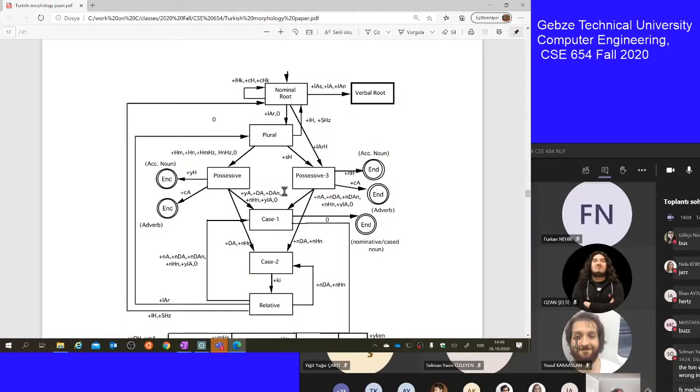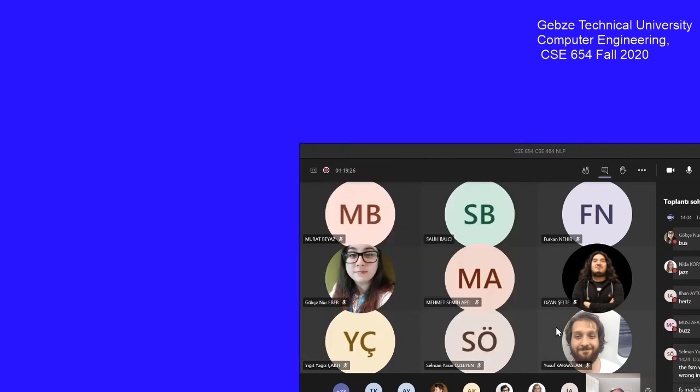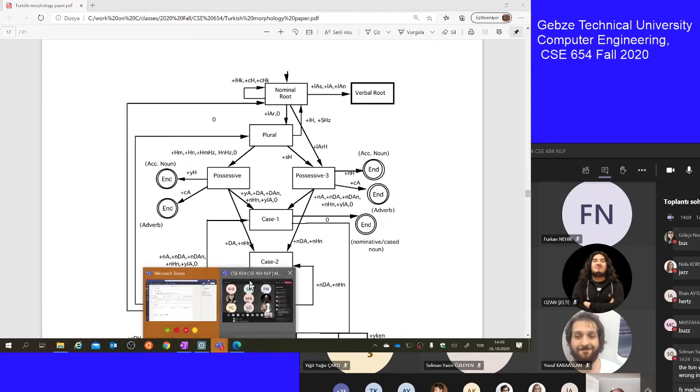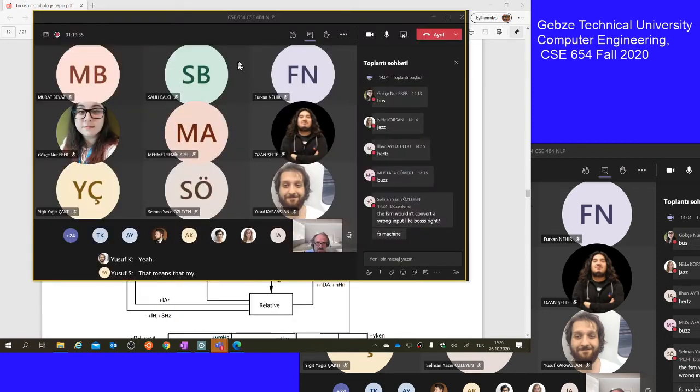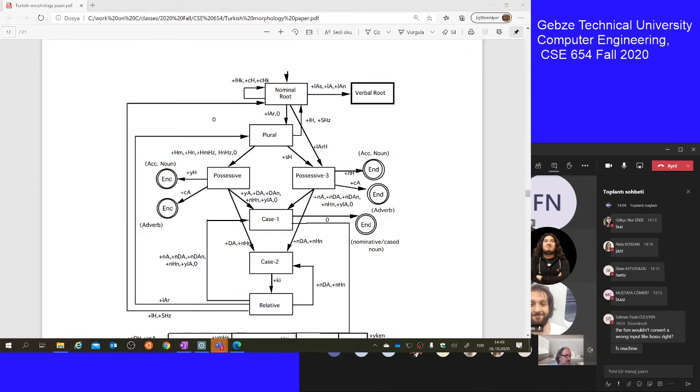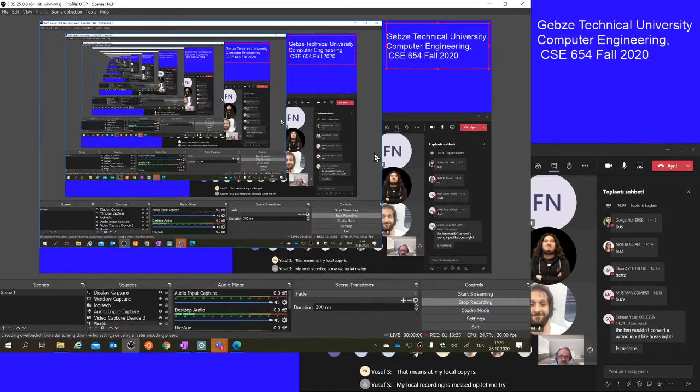Whoa. Do you guys hear me? Yes, we can. Yep. I lost my second screen, which means my local recording is messed up. Let me try to fix it. There was a power failure here. Okay, it looks fine. Okay, good.